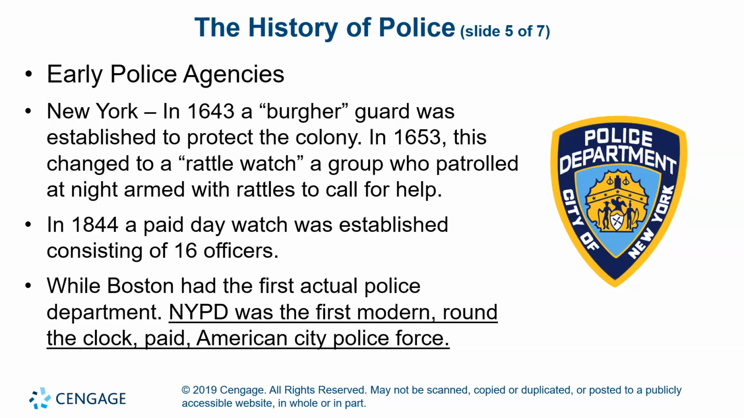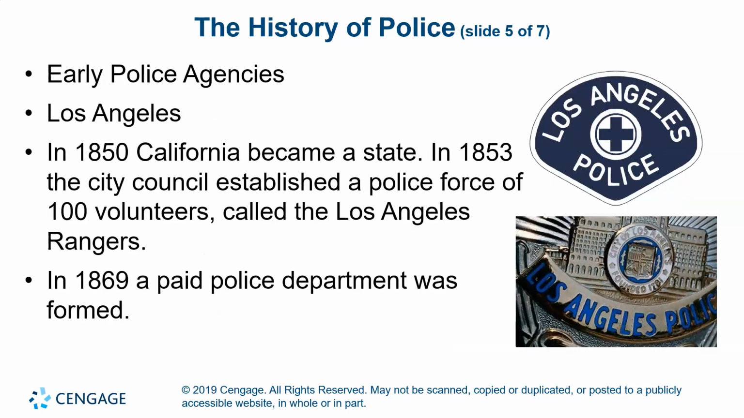A little bit about New York. In 1643, they had what they call the Burgher Guard, established to protect that colony. In 1653, it changed to what they call a rattle watch group, who patrolled at night armed with rattles that would help them call for help. And in 1844, a paid day watch was established consisting of 16 officers. And while Boston had the first actual police department, it is said that New York PD was the first modern round-the-clock paid American city police force. So again, a little bit of controversy there, and it's always fun to talk about this stuff, right?